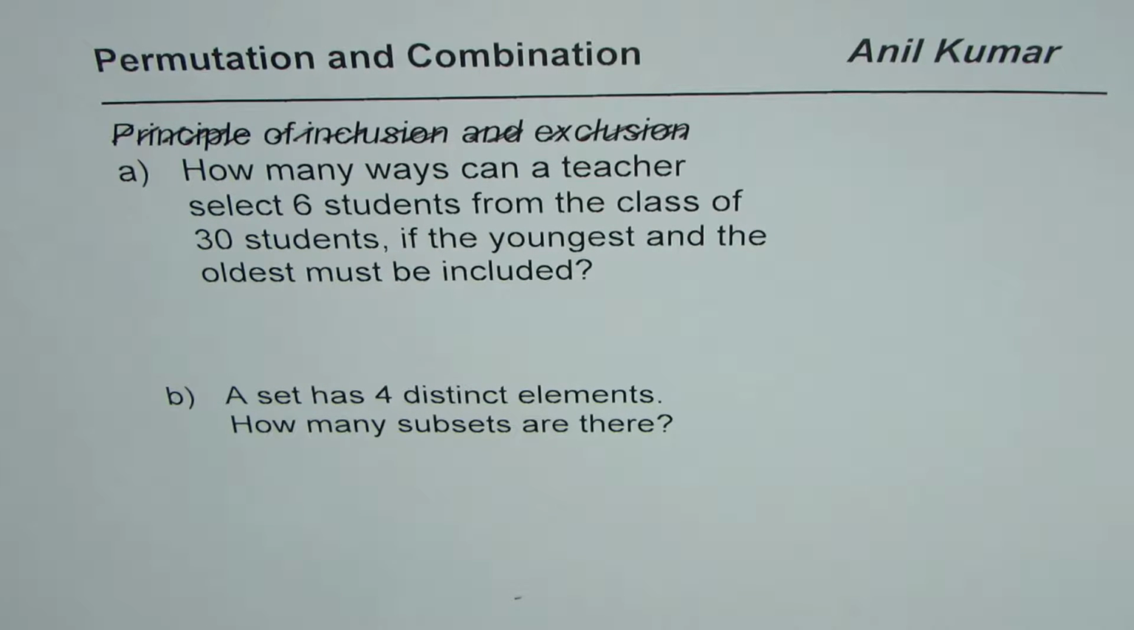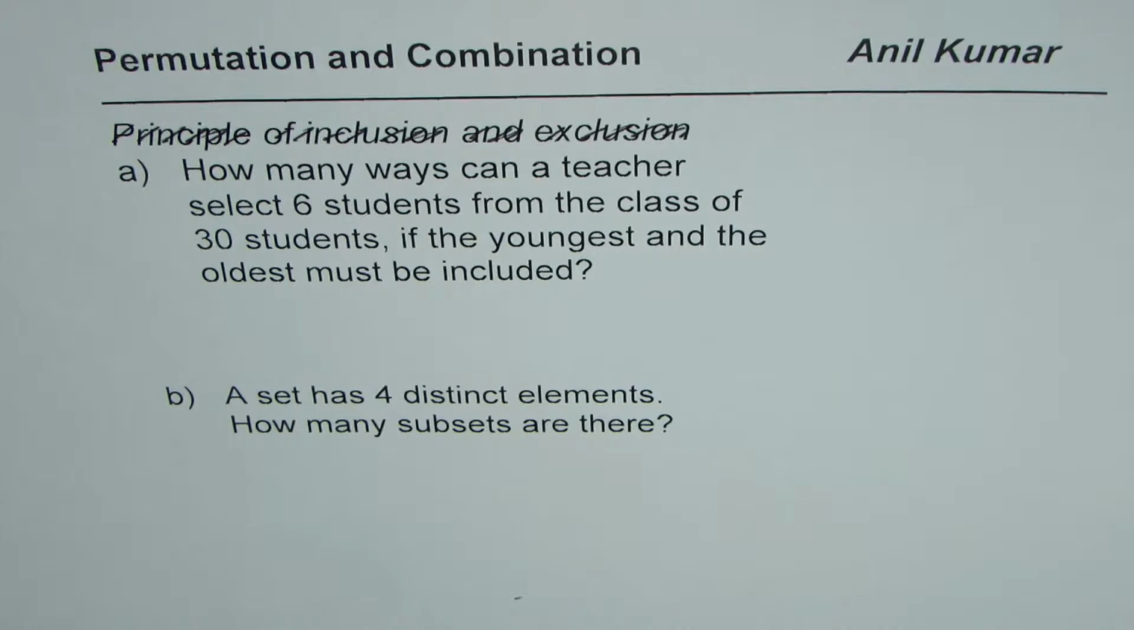Part A. How many ways can a teacher select 6 students from the class of 30 students if the youngest and the oldest must be included? And the second question here is, a set has 4 distinct elements. How many subsets are there? So these are the two questions for you.